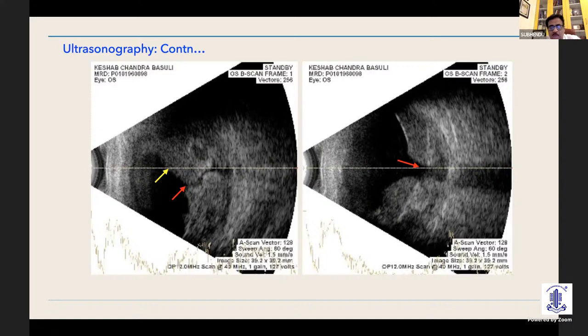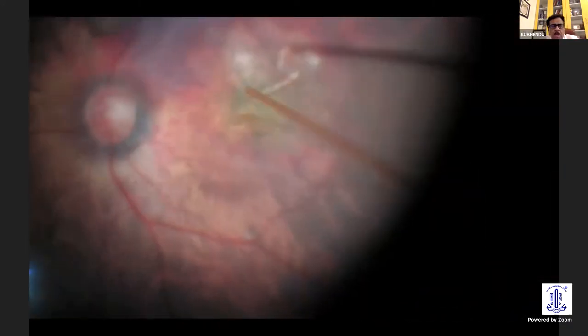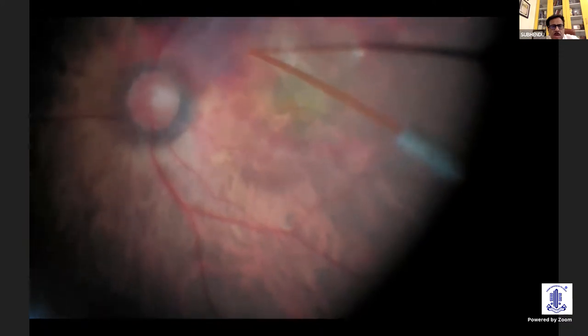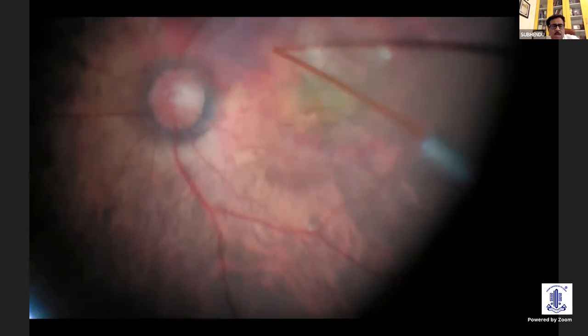That groove is very important, whether it is subretinal or subhyaloid hemorrhage. This is another case where you can see the old vitreous hemorrhage. After clearing it, the blood was not brownish in color but quite white, just like other cases of old vitreous hemorrhage. You can see there is a lot of subretinal hemorrhage, but the macula is not that much involved.